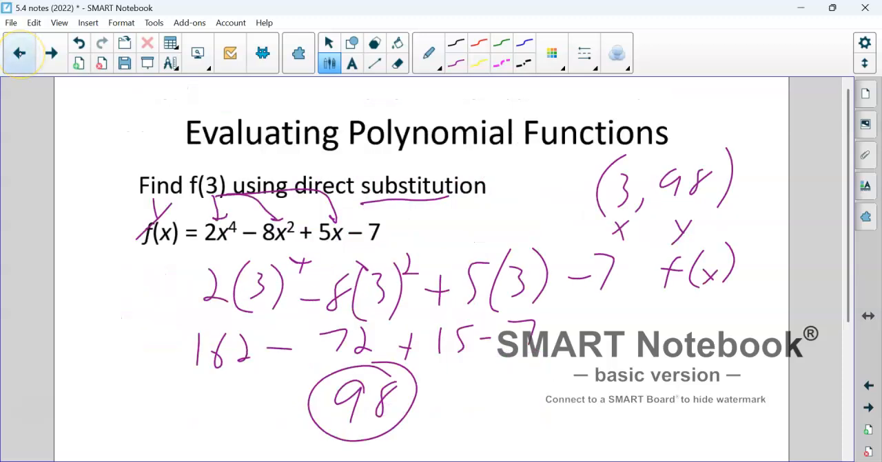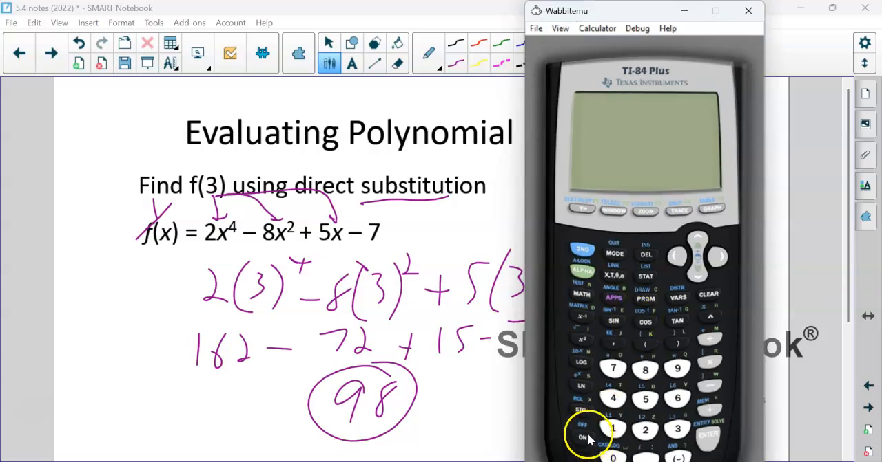But one more trick. If you just had to do substitution and you have your calculator, okay, we just go to y equals, clear it out, and put in 2x to the 4th. Make sure you come down. Minus 8x. There is no square, so we can put arrow 2 or just hit the square button here. Plus 5x minus 7.